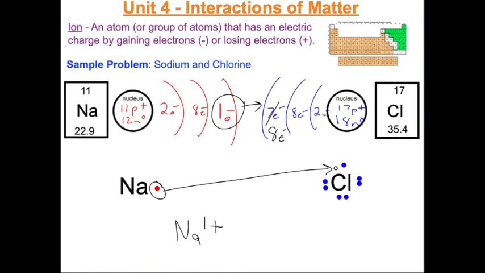Since sodium lost one of its 11 electrons, it now only has 10, and 11 protons means it has a 1+ charge. The chlorine, which used to have 17 electrons, now has 18. It only has 17 protons, so it has a 1− charge. Remember, oppositely charged ions form an ionic bond. So they move together and form sodium chloride.